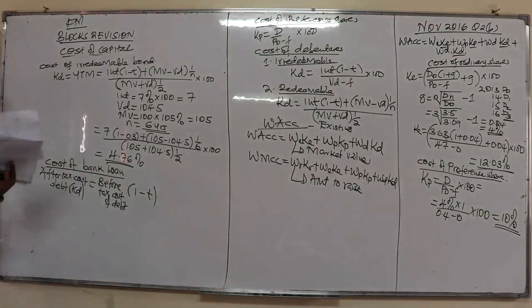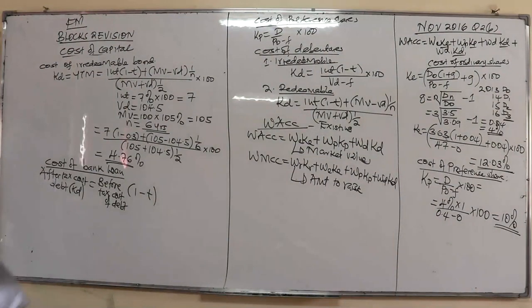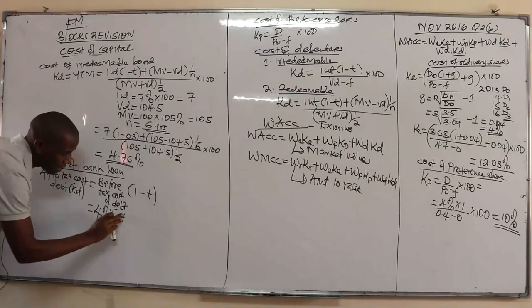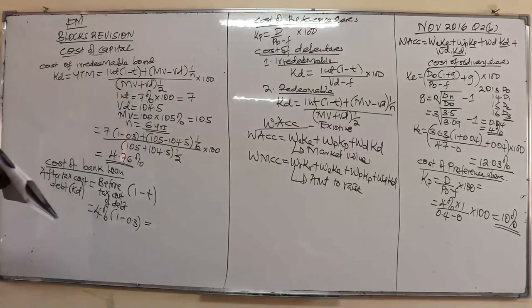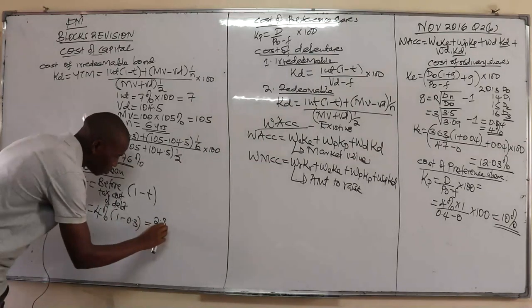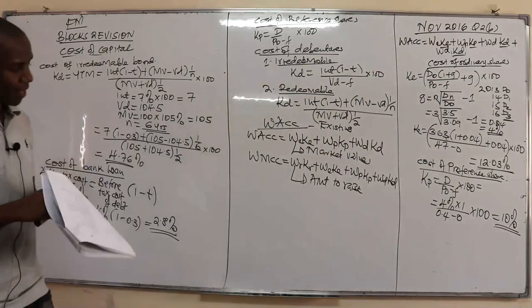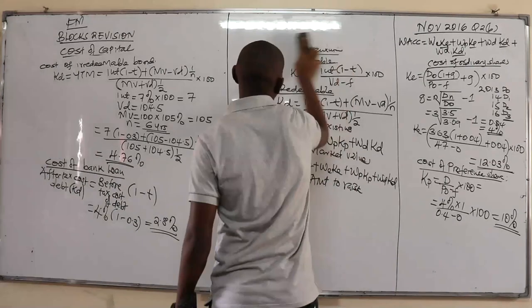Now, when you check on additional information number five, the bank loan has a variable interest rate that has averaged to 4% per year in the recent years. So before tax cost of debt in that case is just that 4%, multiplied by 1 minus tax, which is 30%. Therefore, it will be 0.4 multiplied by 0.7, which is 2.8%. And that is now the cost of bank loan.